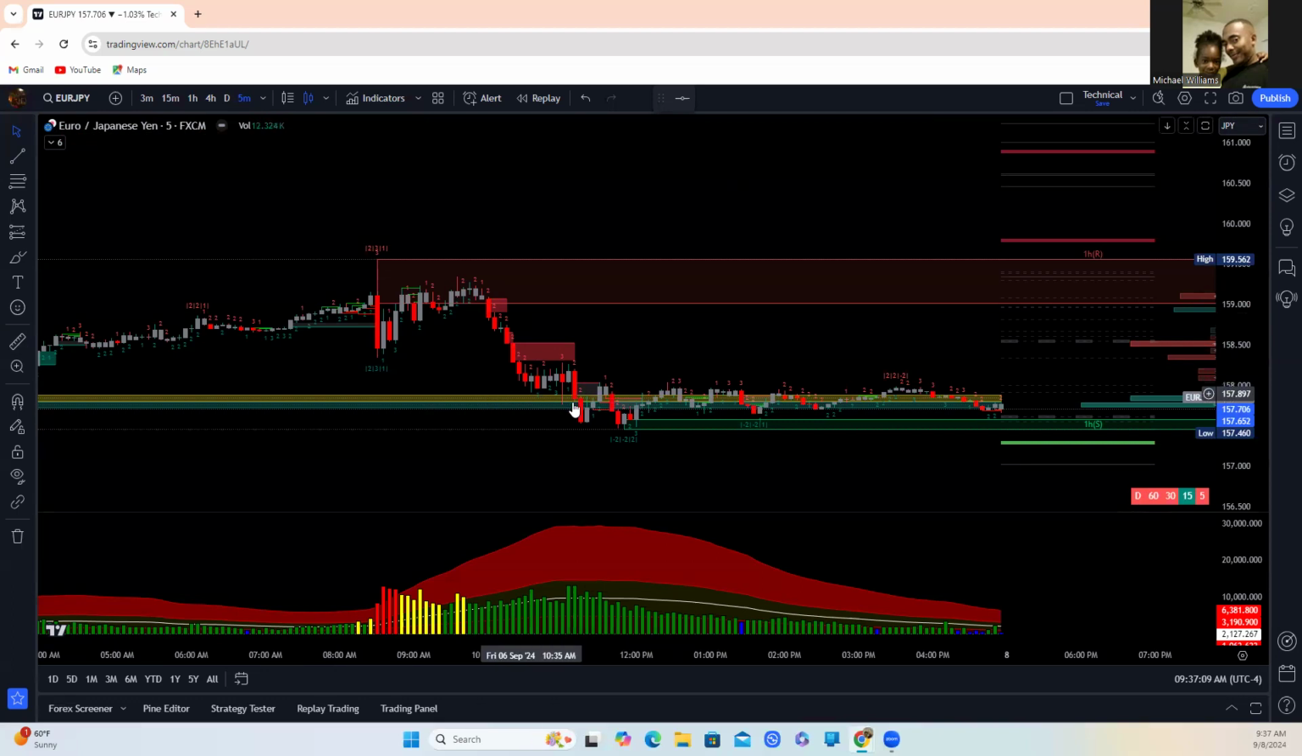We see that we have high volume on this lower time frame. Not typically as important as the high volume on higher time frames, but we see it on this lower time frame, which is absolutely fine. We know that we have high volume sitting here on the 5-minute.